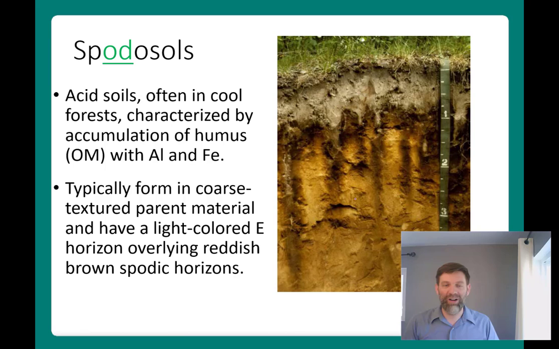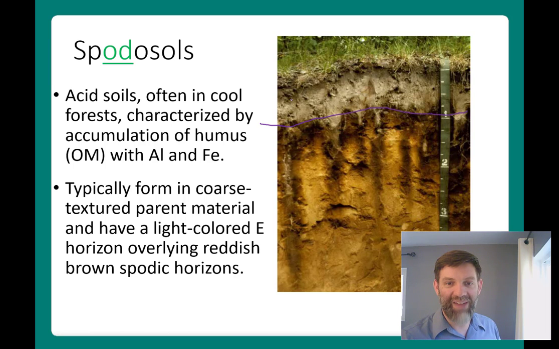Our third soil order are the spodosols. These are acidic soils, often in cool forests, often coniferous forests. They are characterized by leaching of organic matter with iron and aluminum. And as a result, you get zones like this.